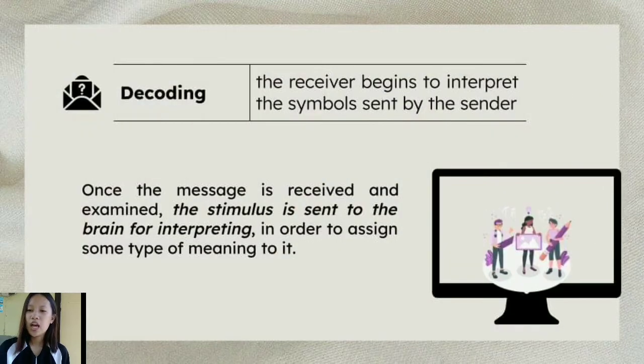After the message passes through the medium or channel, it's time for the receiver to decode. It's where the stimulus is sent to the brain for interpreting in order to assign some type of meaning to it. As I said, at this time, the receiver will begin to interpret the symbols sent by the sender.